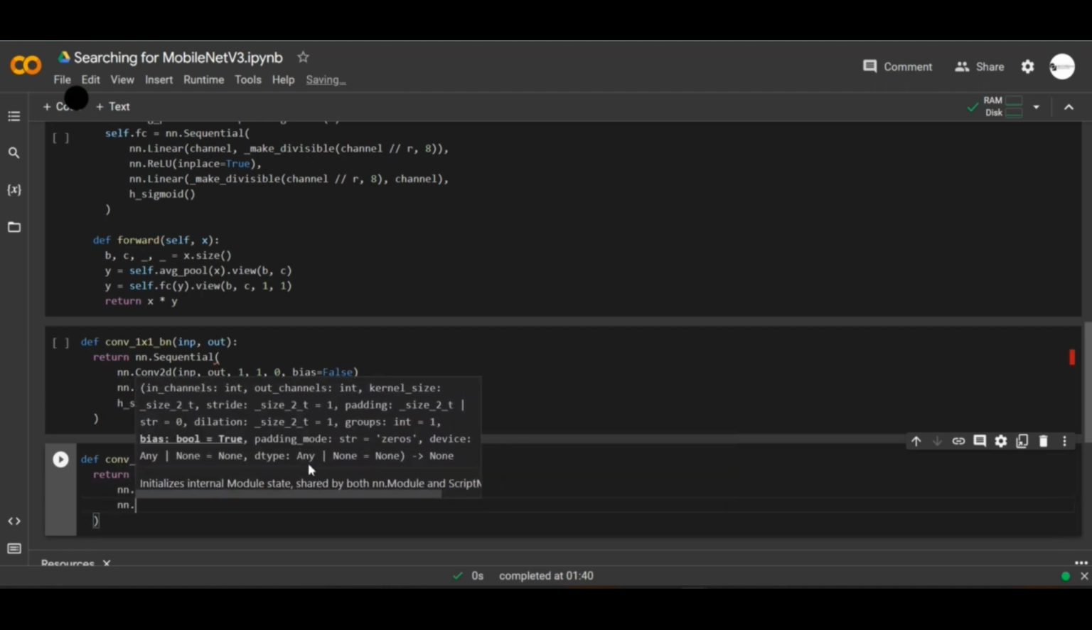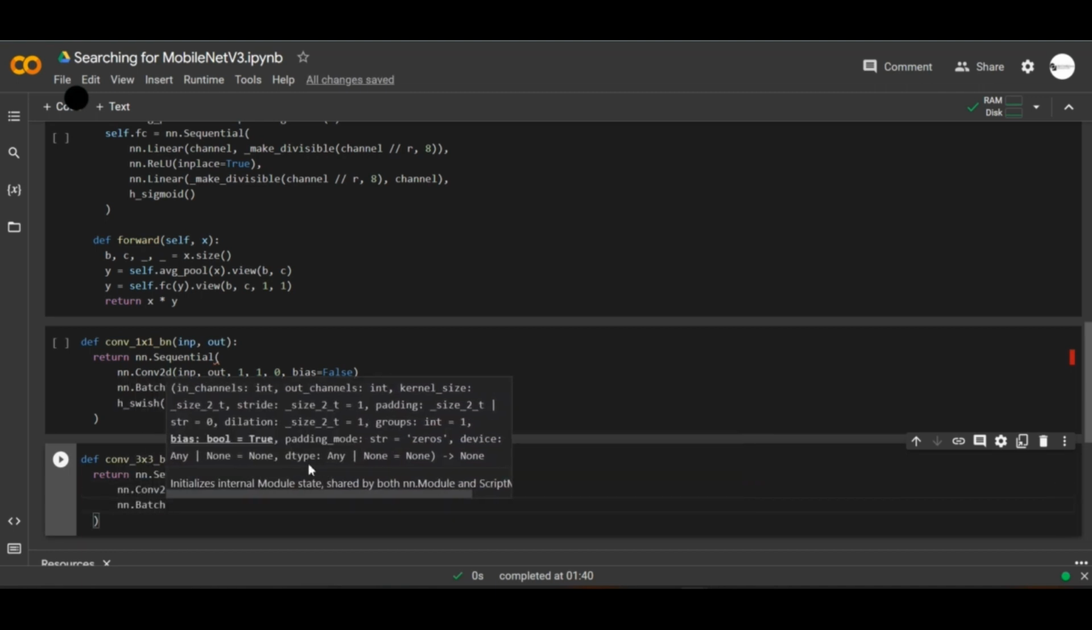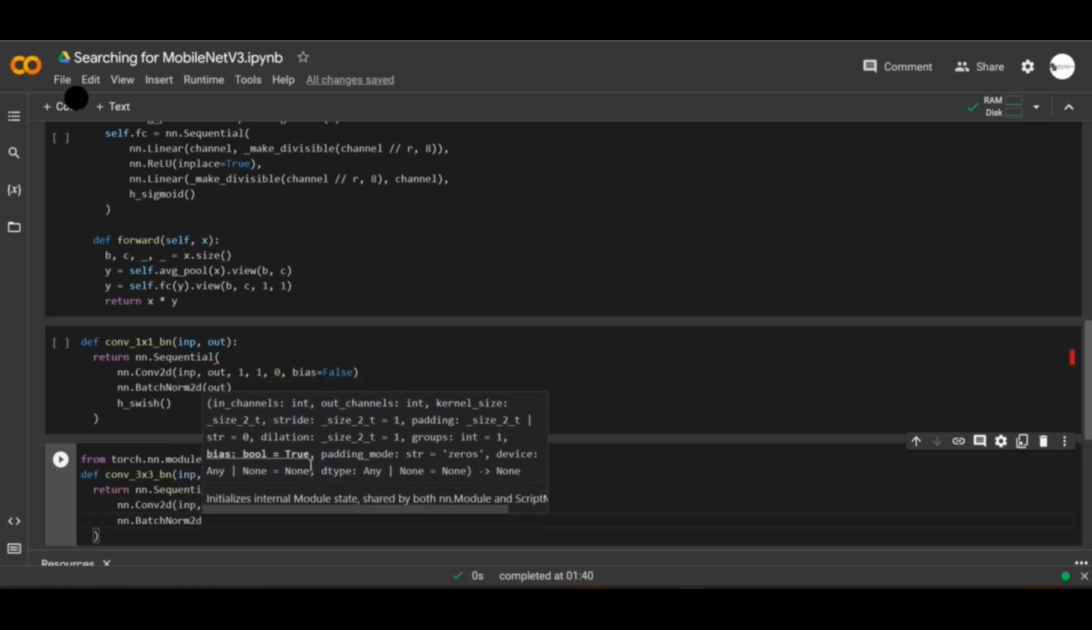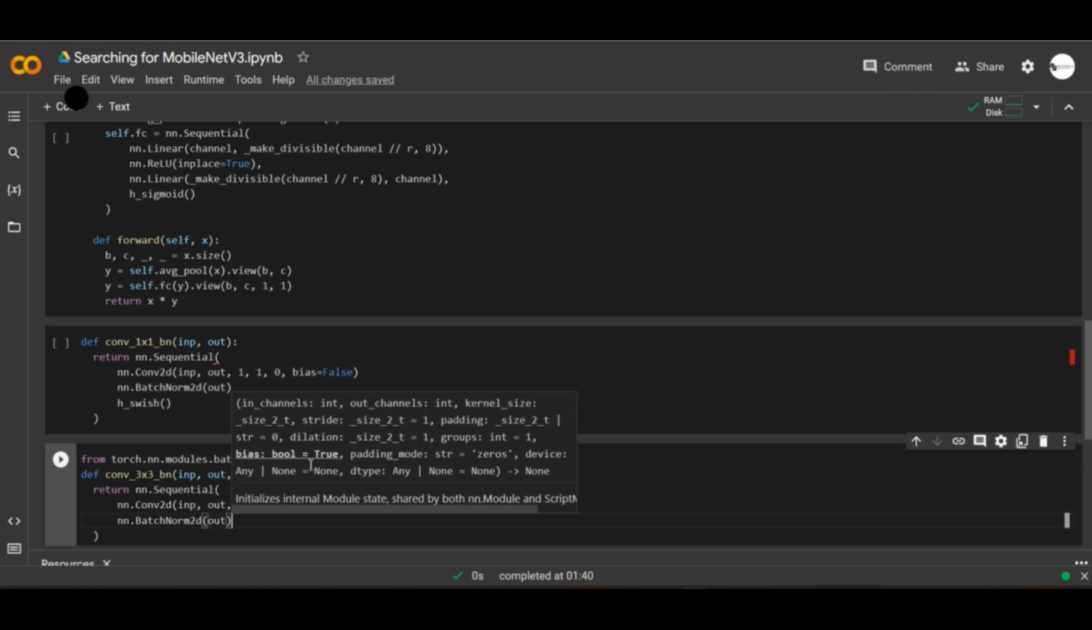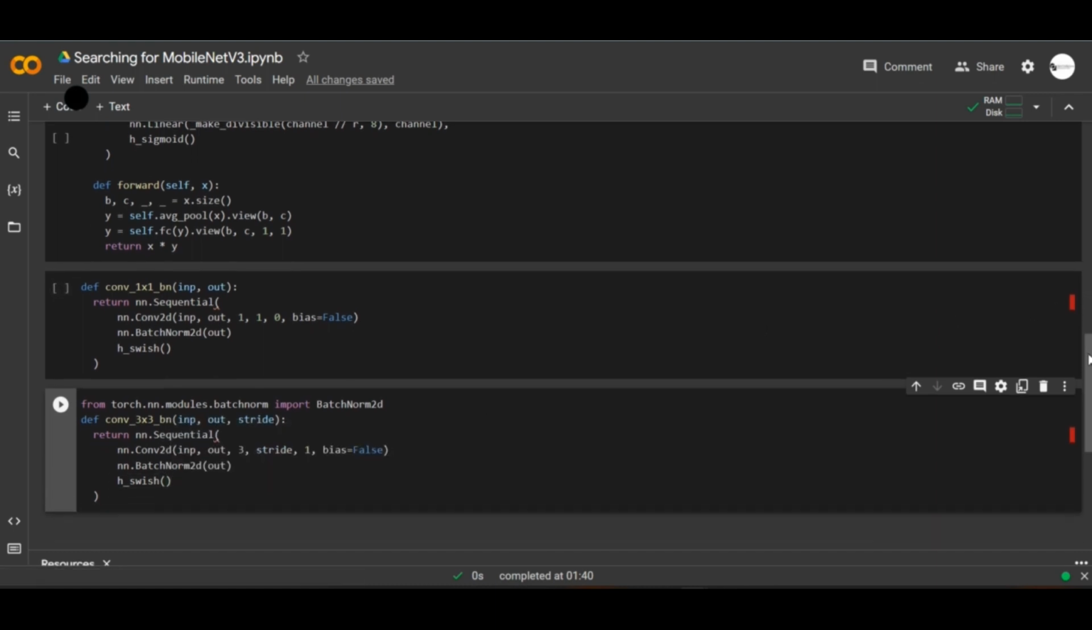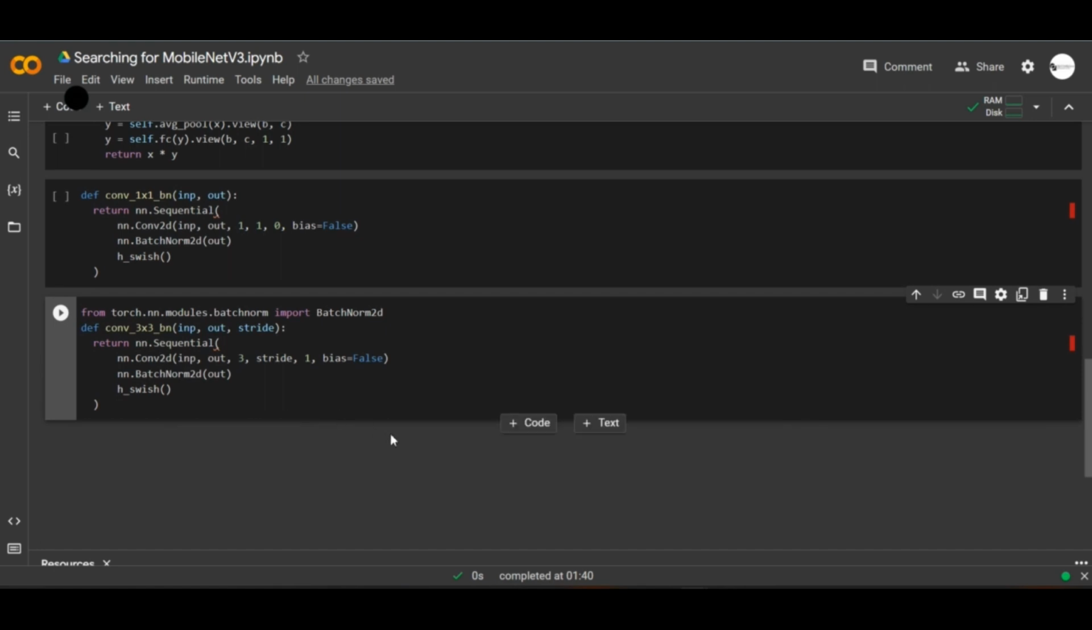We have nn.BatchNorm2d applied to the output. Then we apply the switch, and yeah, I think that's all. And yeah, let's continue. Just gonna remove this import here.